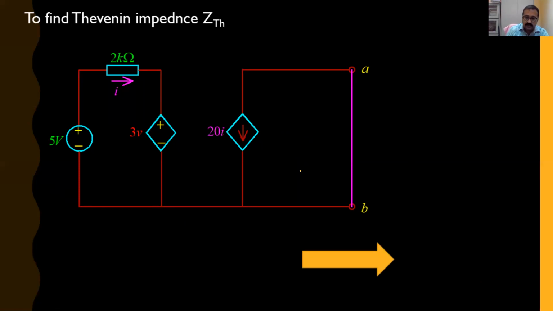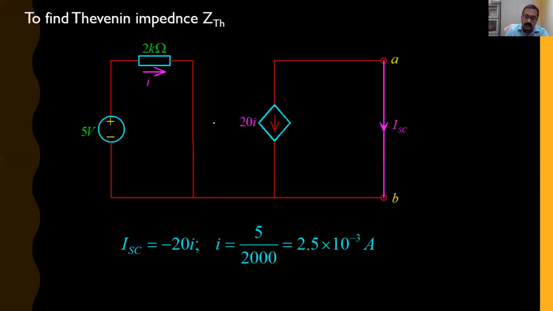Since V is 0, what will be the potential across the dependent voltage source? That will also be 0. It means it can be short circuited like this. Okay, this has been short circuited. Now you can find what is ISC. What will be your ISC? ISC will be minus 20I.